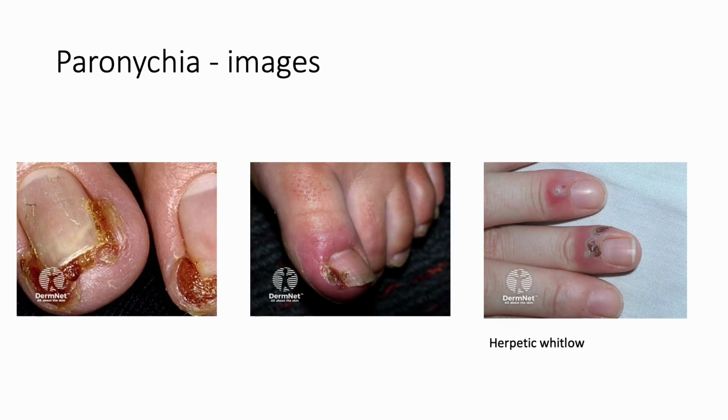Here are some images of paronychia. The first image is likely a bacterial paronychia with the classic golden hue of Staph aureus, as you will recognize from previous lectures. Image 2 is showing the toenail of an athlete, as well as an ingrown toenail, which can increase the risk of paronychia. And on the far right shows an image of herpetic whitlow in a patient on chemotherapy.